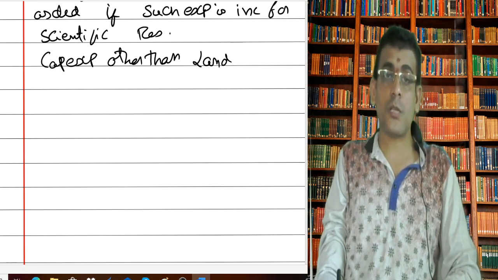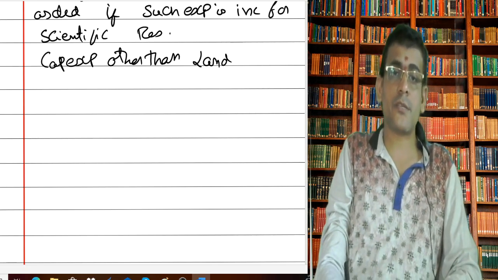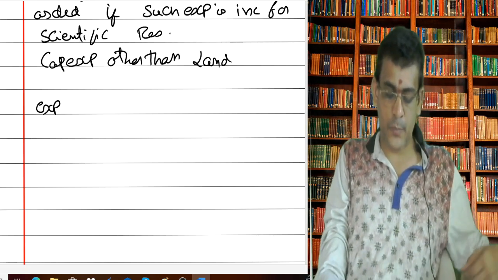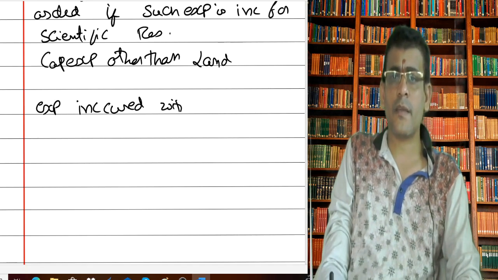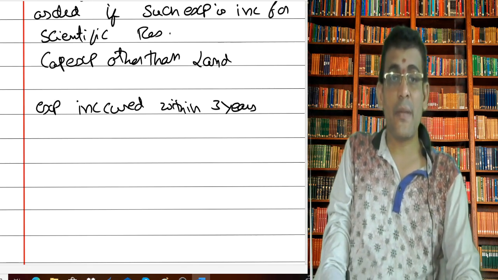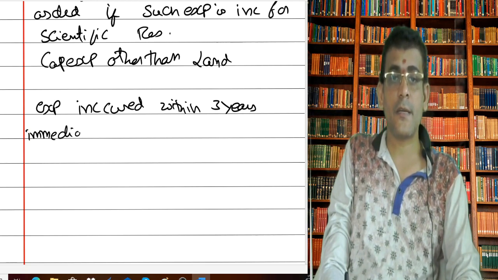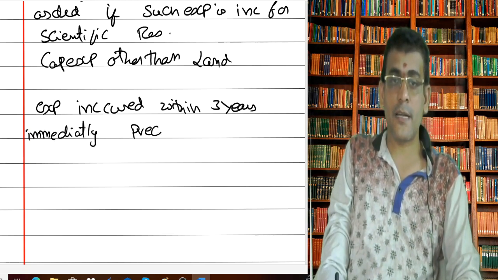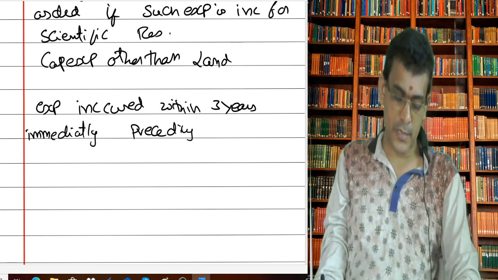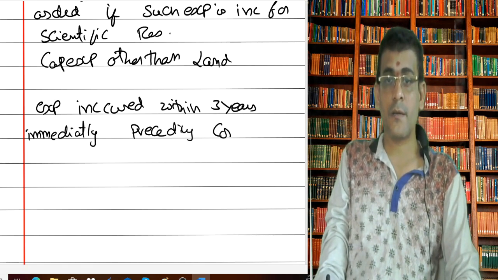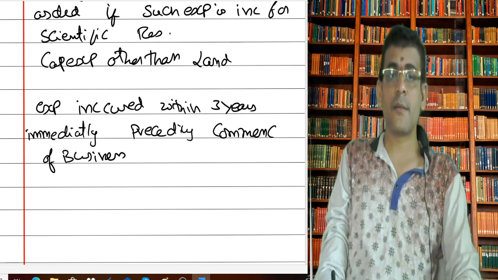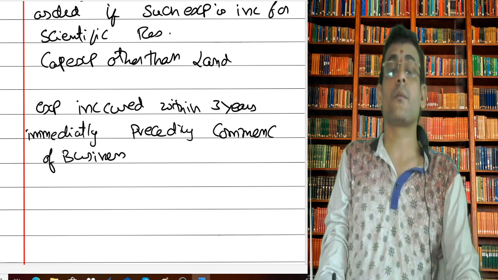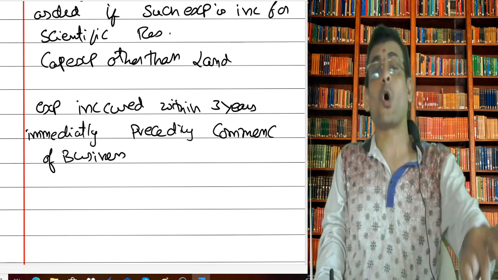Now what the act says is that it not only covers the expense incurred in the year, it also says any sort of expense incurred within 3 years immediately preceding the commencement of business is also allowed as deduction.